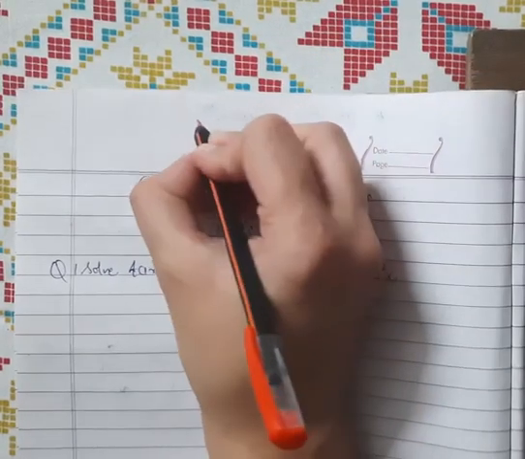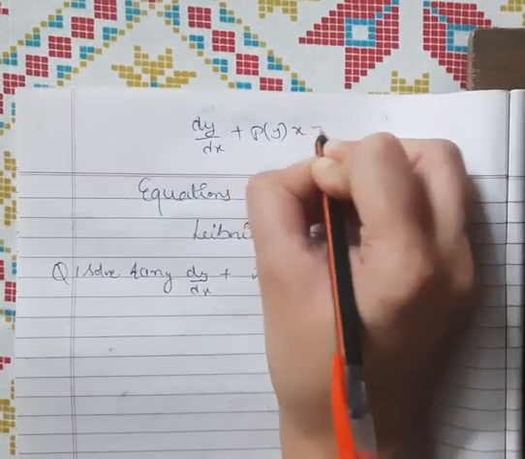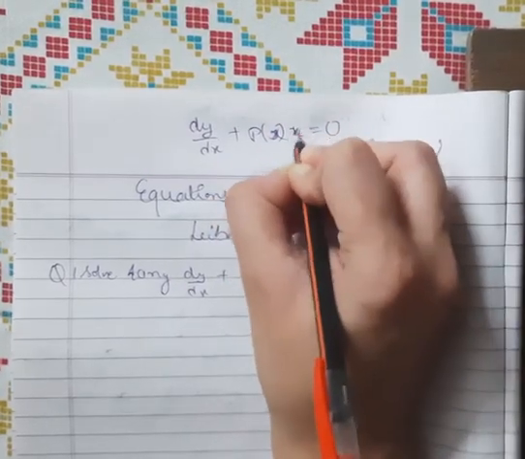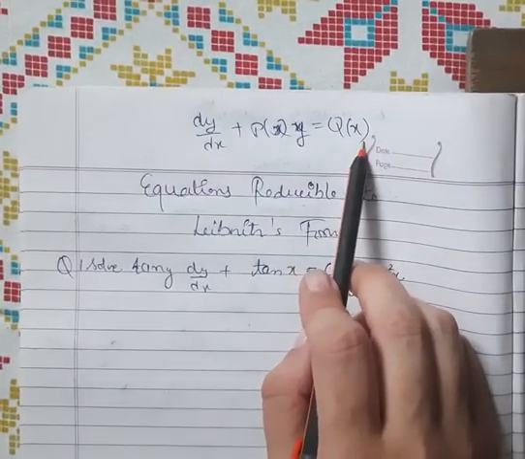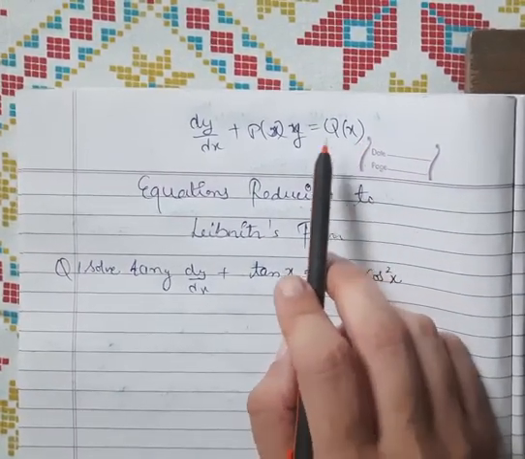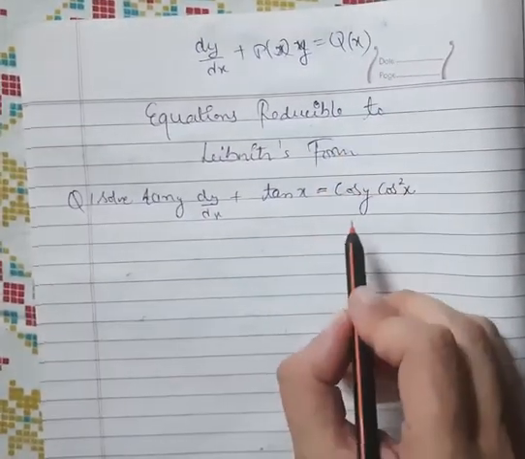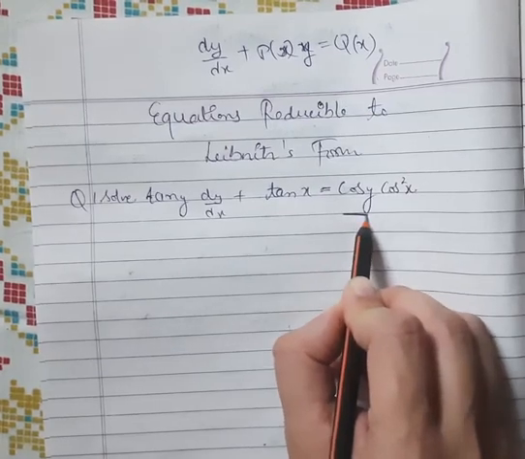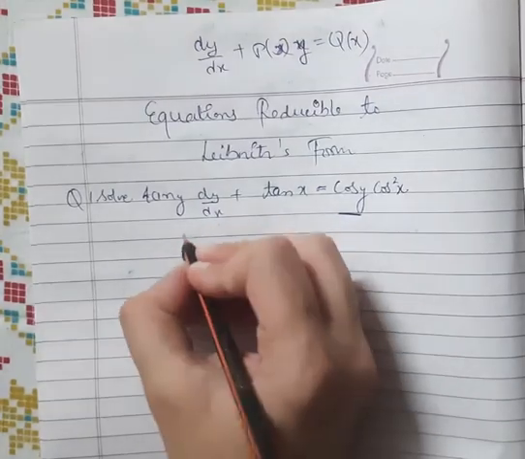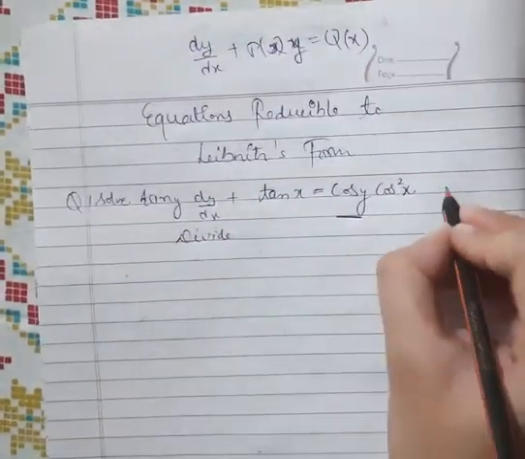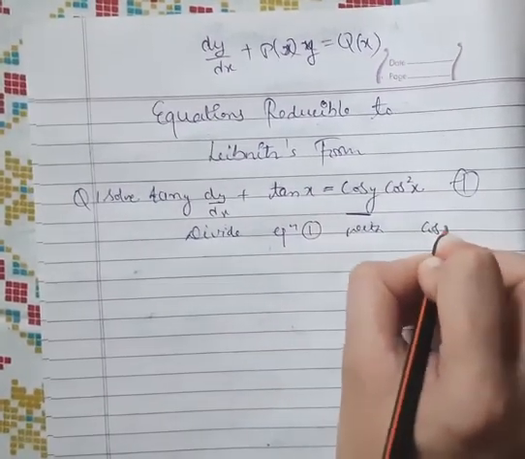If you remember, the general form was dy by dx plus p of x y is equal to q of x. And if you observe, the right hand side in Leibniz form is always free from y. There is only q of x, which is a function of x only. So making use of that, I will try to remove this cos y by dividing this equation, let's say equation number 1, on both sides by cos of y.